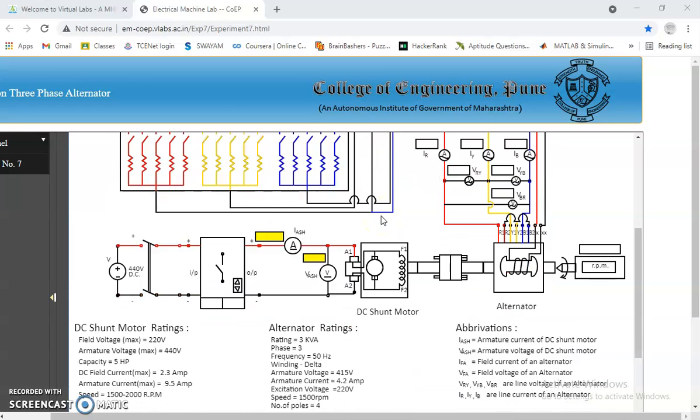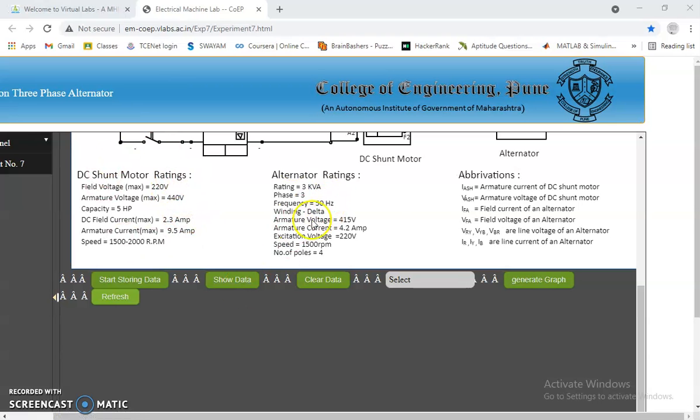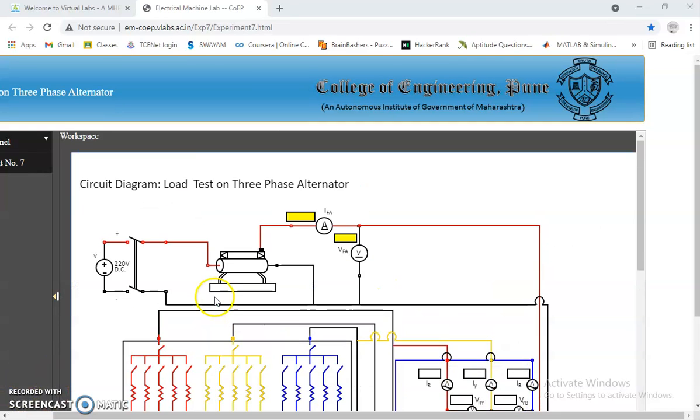And then the most important thing is the DC shunt motor and alternator ratings. The rated speed is 1500 RPM and the rated voltage of the armature is 415 volt. This should be known to us. This mechanism is used for separately exciting the alternator.